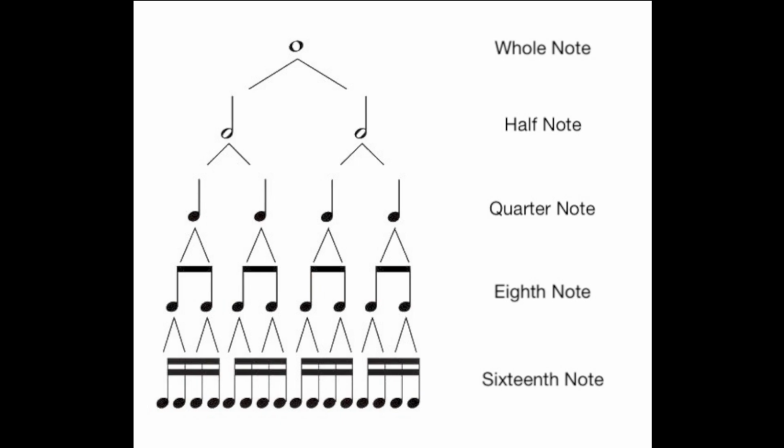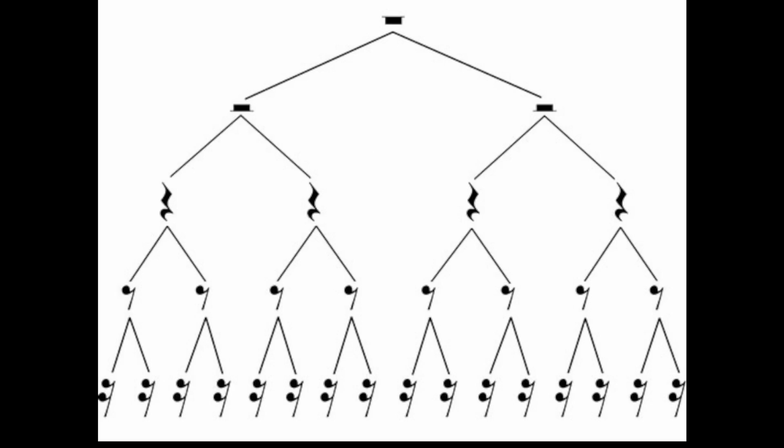And if music is the idea of space and time, silence and sound, we have to recognize rests as well. Same thing from the top down: we have a whole rest, followed by 2 half rests, followed by 4 quarter rests, 8 eighth rests, 16 16th rests. You could keep going. There would be 32 32nd rests, 64 64th rests. If you want to get crazy and wild, 128 128th rests. It is a real thing.